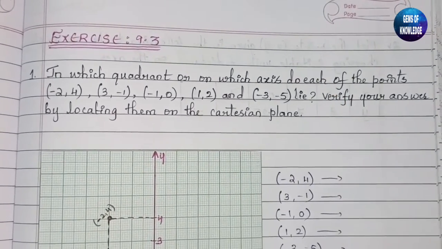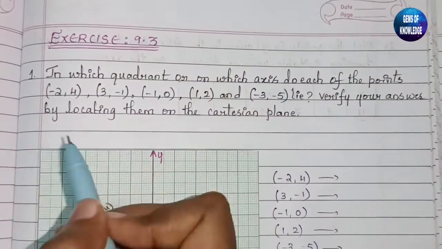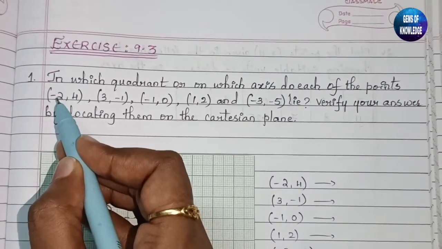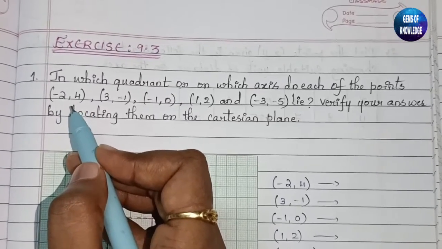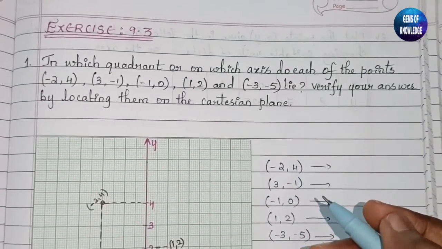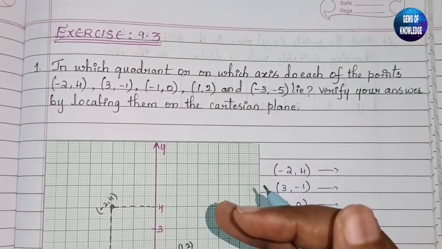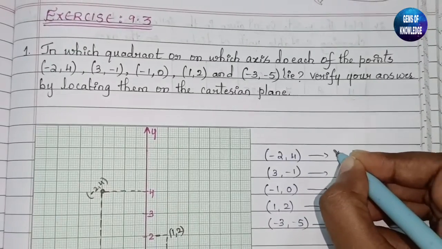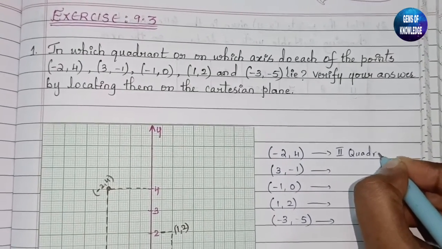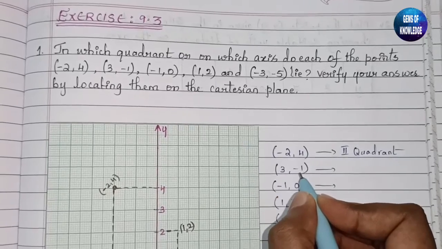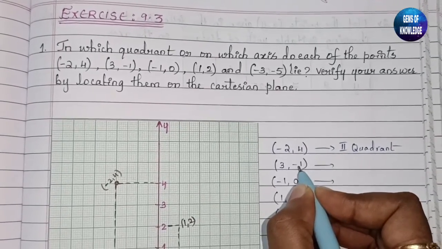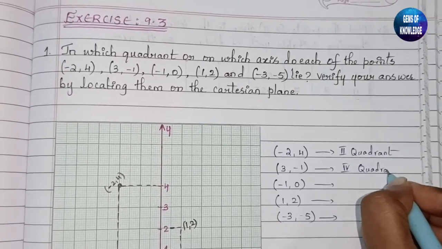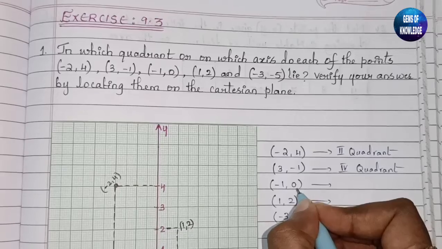According to the first introduction, I have told you each quadrant has a particular sign. So according to that you can identify. First is minus and plus. Minus and plus comes under which quadrant? Minus and plus comes under the second quadrant. So we will write here and we will verify. So it comes under the second quadrant, and (3, -1), where 3 is positive and 1 is negative, comes under the fourth quadrant. Then next is (-1, 0).